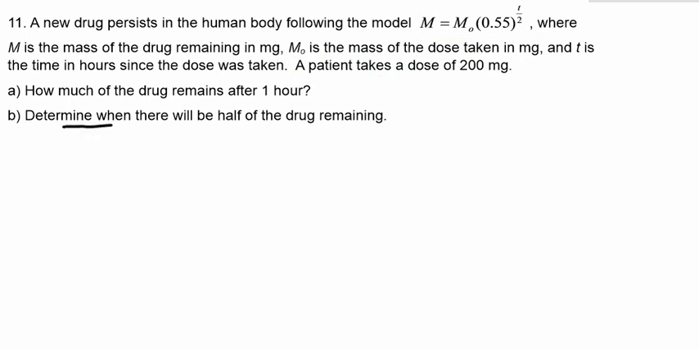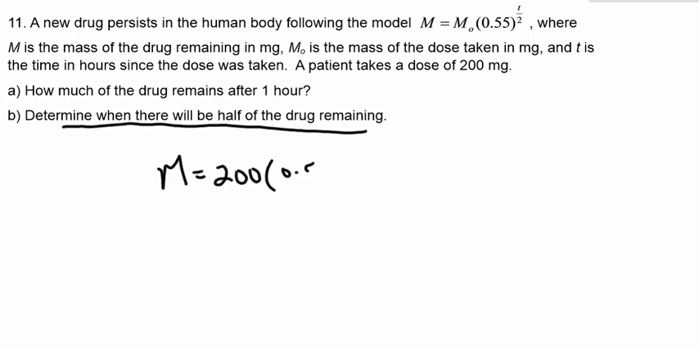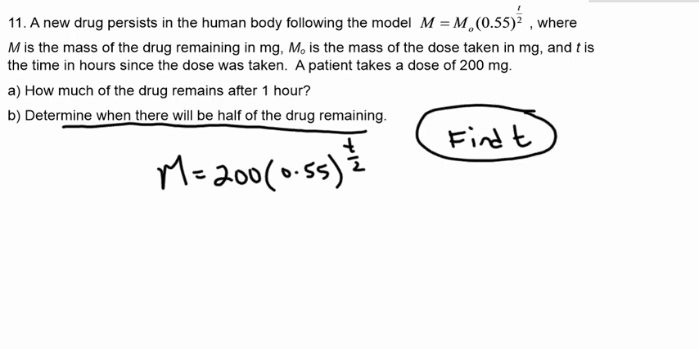It says determine when there will be half of the drug remaining. So again, let me set up the equation using the 200 value, even though I don't really need to, and you'll see why in a second. This question is asking me to find t. What is the time that's required to reduce my starting dose to half? Because I've put 200, what I want is to end up with 100. And again, I'll show you in a minute why it doesn't matter if I put 200 there or not.